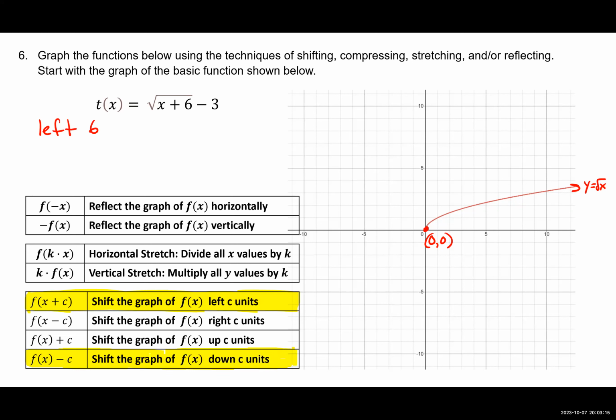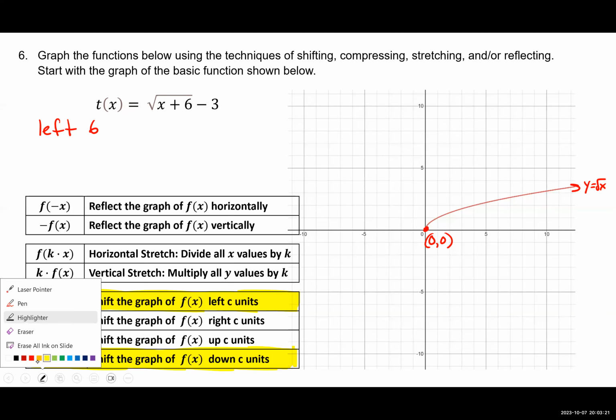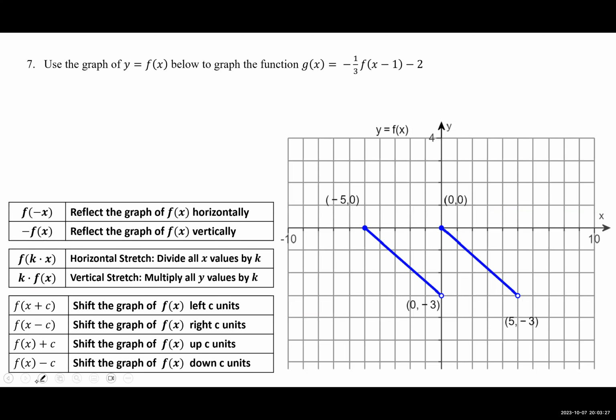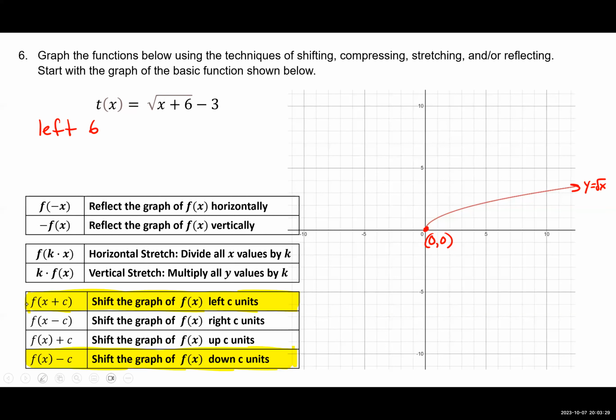So we're going to be doing this. The graph is going to shift down. So we're going left by 6 units. And we're going down by 3. Left 6 and down 3.